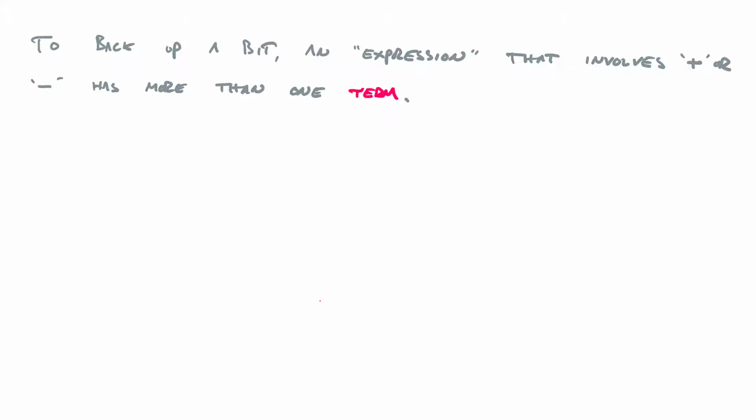All right, so let's back up to when we were talking about an expression, specifically an expression that involves addition or subtraction. Because when an expression involves addition or subtraction, then we're talking about an expression that has more than one term in it. So I want to talk about what is a term. Okay, well, if we have the expression 3x plus 1, 3x is a term and 1 is also a term.